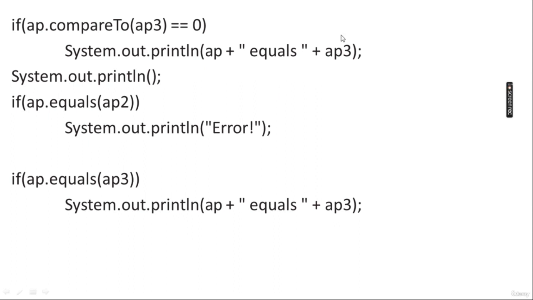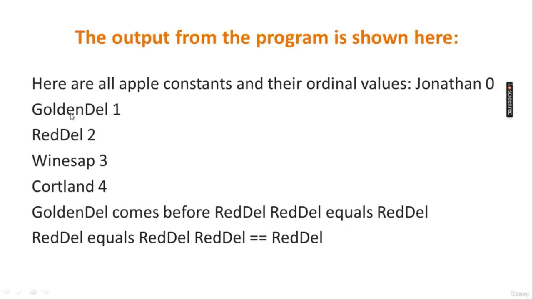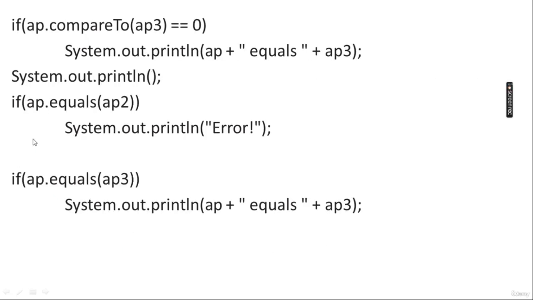That is, RedTail is equal to RedTail in our case. And AP equals AP2, error. If AP equals AP3, AP equals AP3. Now, first of all, it will give you all the ordinal values. GoldenTail comes before RedTail. RedTail equals RedTail. RedTail is equal to RedTail. Okay. So in all the ways we are displaying RedTail is equal to RedTail.